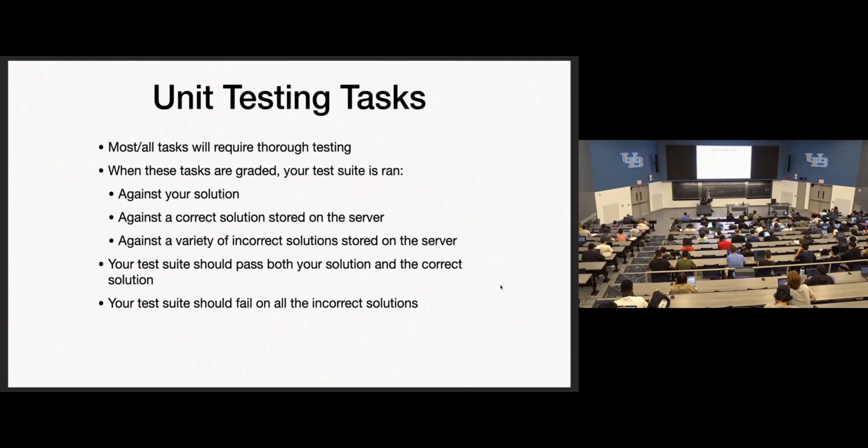So against your solution, against a correct solution, and then against a variety of incorrect solutions. I also have incorrect solutions on Autolab. I'm going to take your test suite and run it against each one of my incorrect solutions. This is code that's intentionally wrong, in a variety of different ways. If your tests are good enough, and what that means is a big question in this whole discipline, they should fail all of my incorrect solutions. They should pass your solution, pass my solution, and fail all of the incorrect solutions.